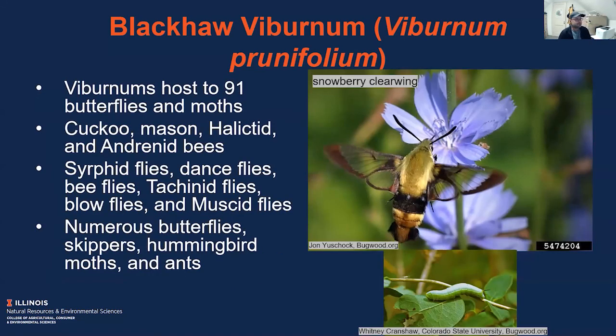The viburnums as a genus host up to 91 butterflies and moths, so that's a pretty huge number there, including, and then also a lot of different bees again, and flies will make use of the nectar and pollen resources.